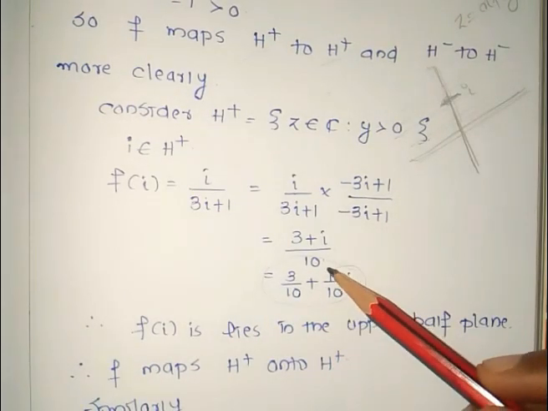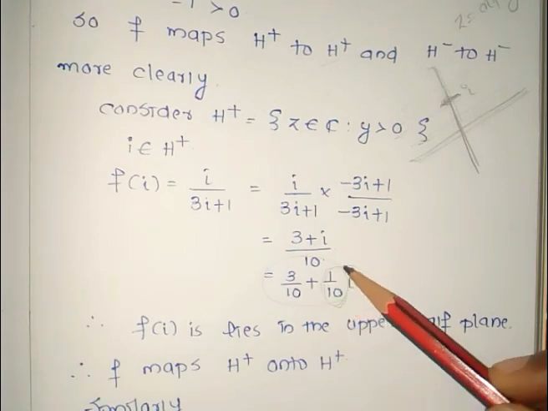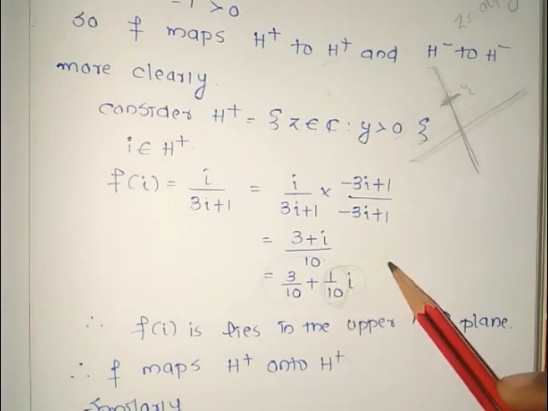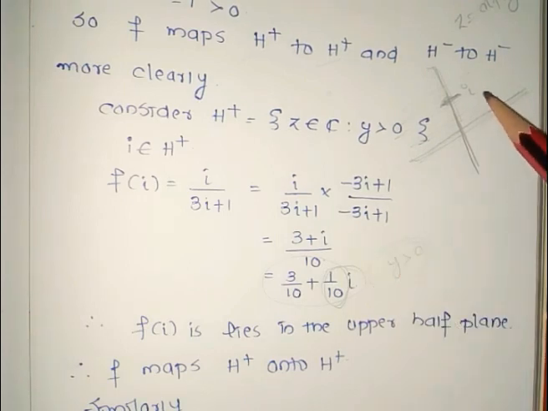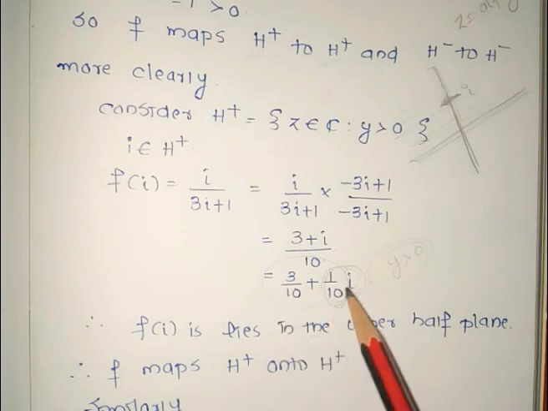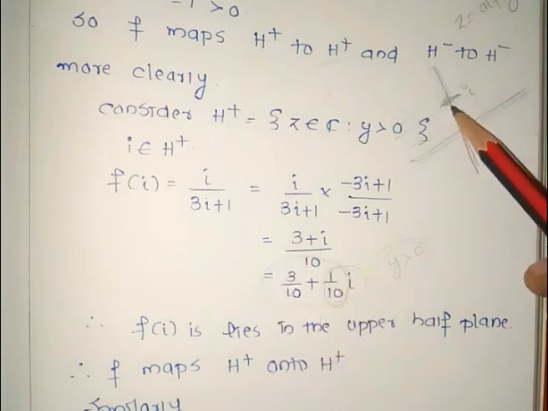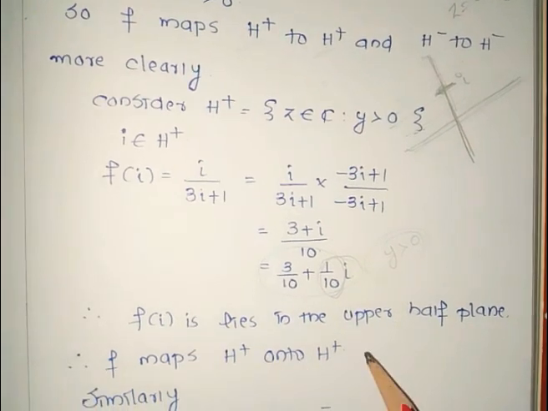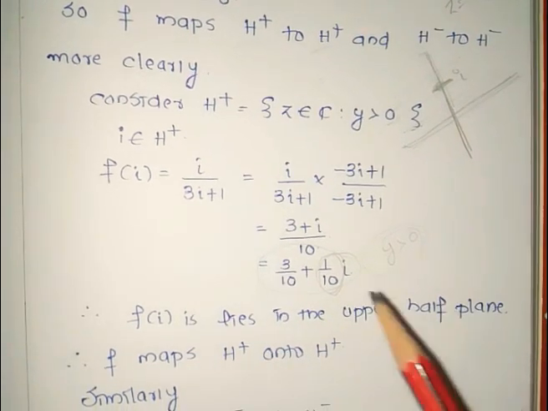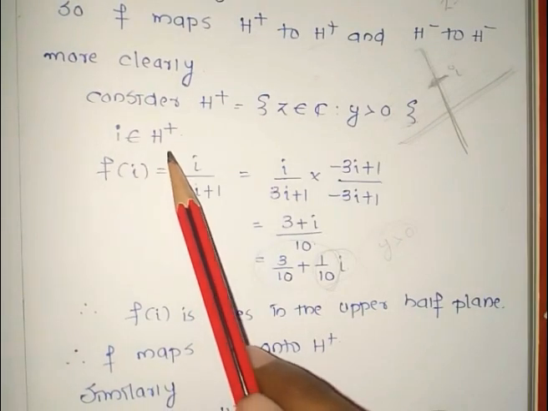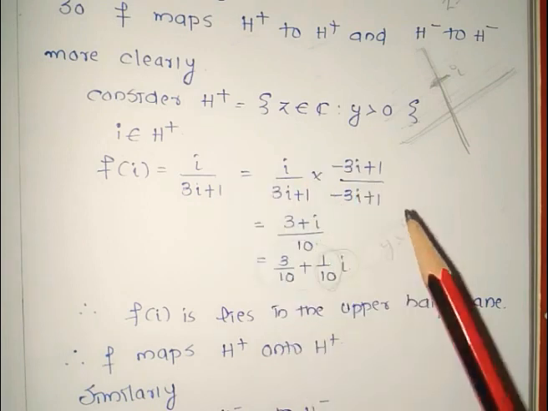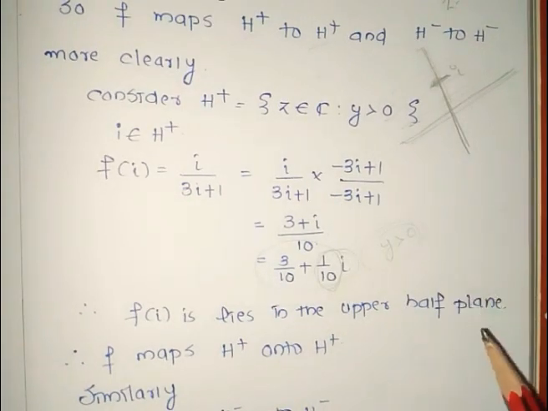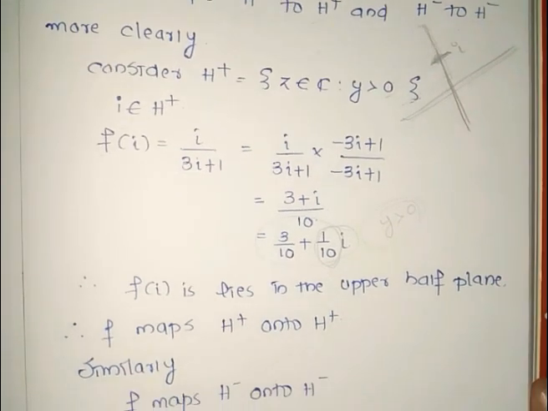We know that this is our imaginary part. So 1 by 10 is greater than 0, which lies in the upper half plane. So this complex number lies in H plus, the upper half plane, therefore f of I lies in the upper half plane. That is, if we choose a point in the upper half plane, then the f image of that point must lie in the upper half plane. Therefore we can say that f maps H plus to H plus.